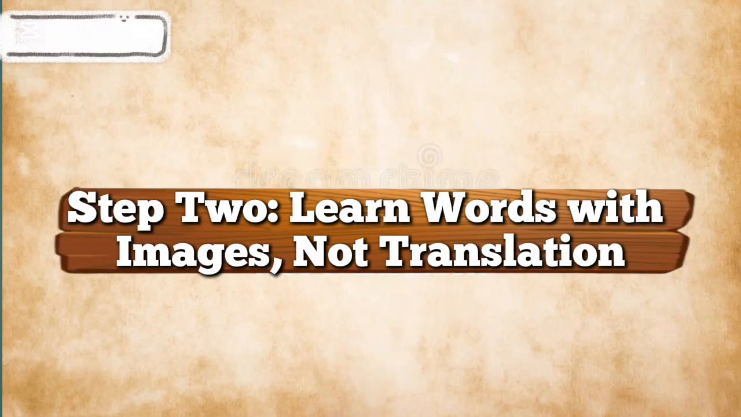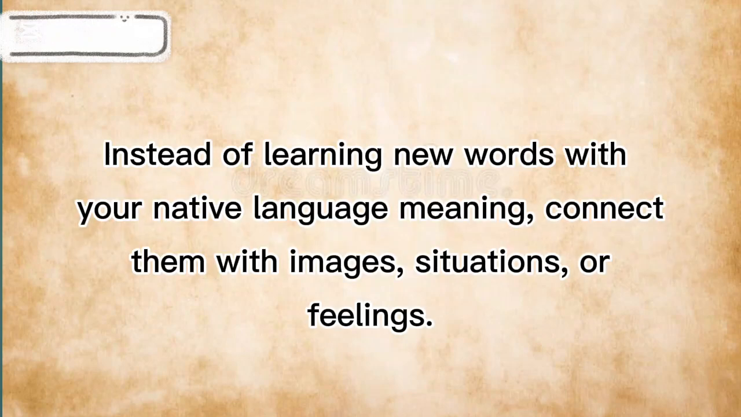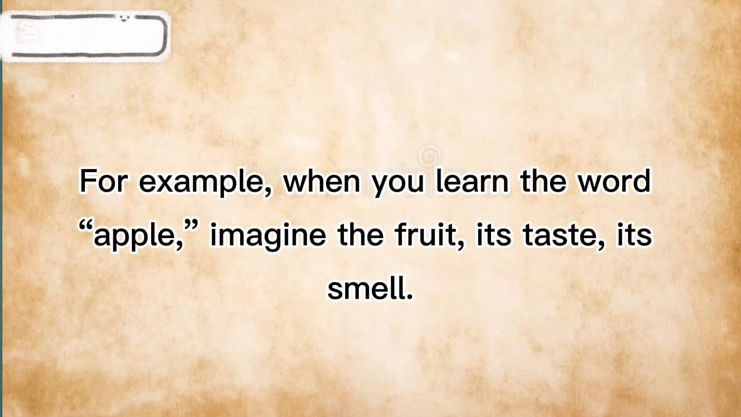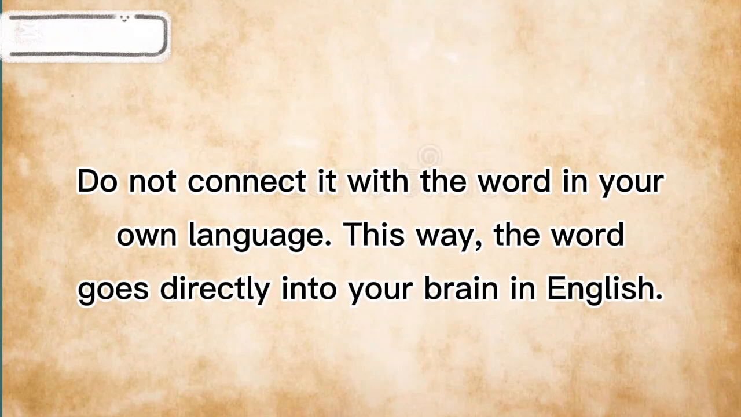Step 2. Learn words with images, not translation. Instead of learning new words with your native language meaning, connect them with images, situations, or feelings. For example, when you learn the word apple, imagine the fruit, its taste, its smell. Do not connect it with the word in your own language. This way, the word goes directly into your brain in English.